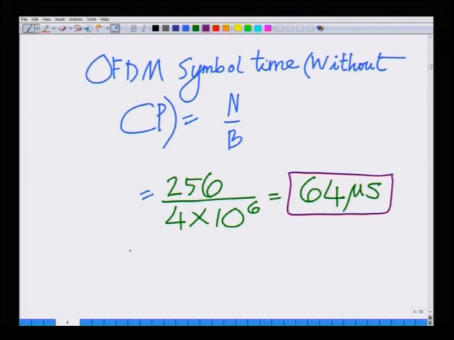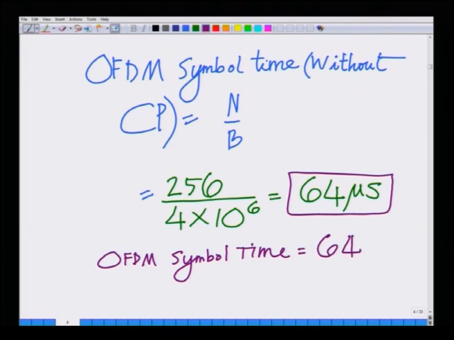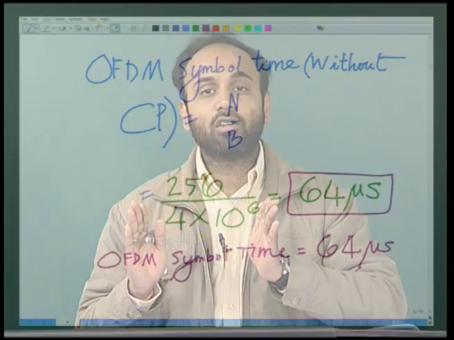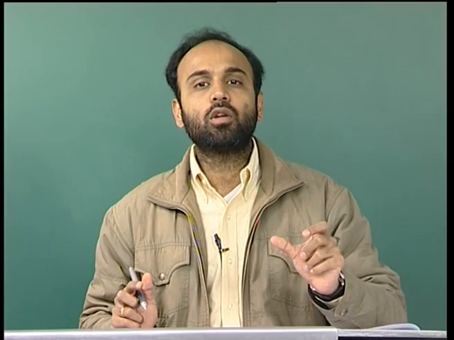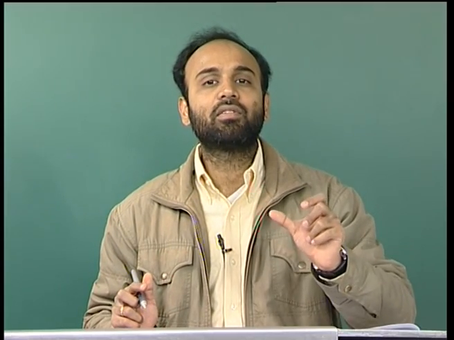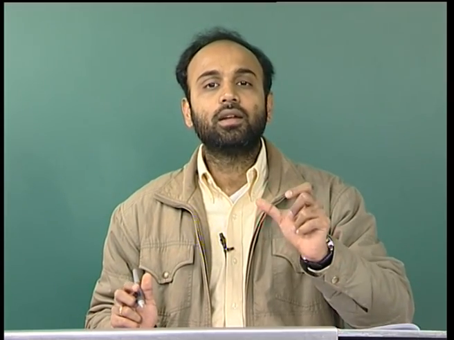So, this OFDM symbol time is basically 64 microseconds, but this, remember, comprises only N samples, and this is before the addition of the cyclic prefix. Now, we said the cyclic prefix depends on the channel delay spread. The cyclic prefix has to be greater than the channel delay spread.